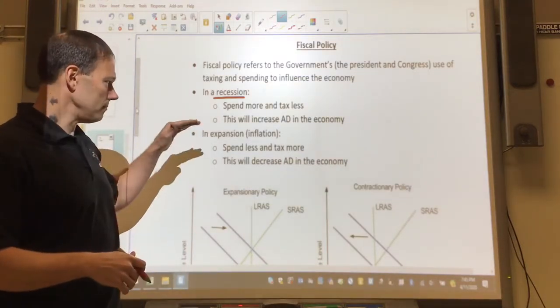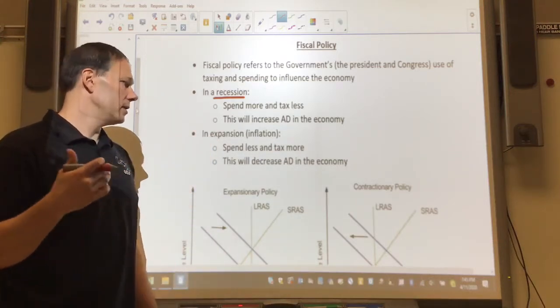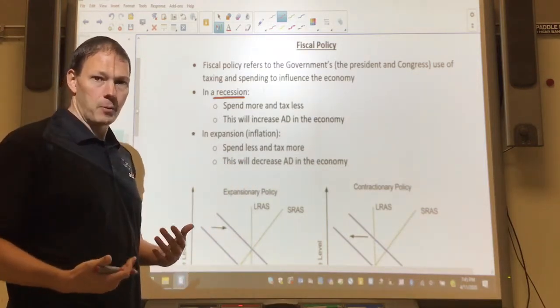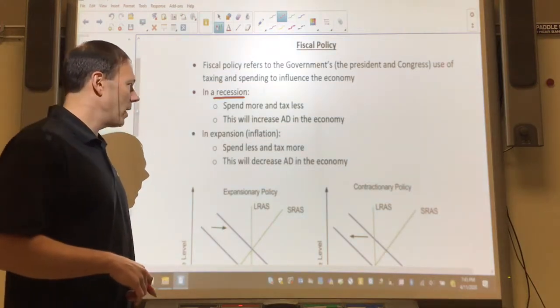And so in expansion, they will do the opposite, of course: spend less and tax more. The goal there is to decrease aggregate demand in the economy, to kind of chill the economy out a little bit, bring it back down to earth.